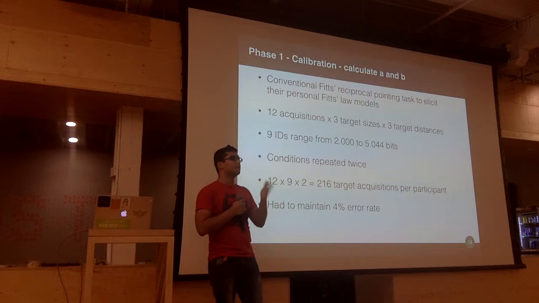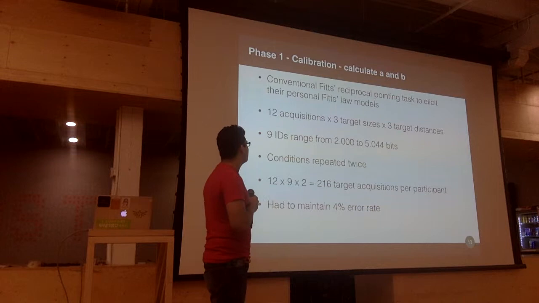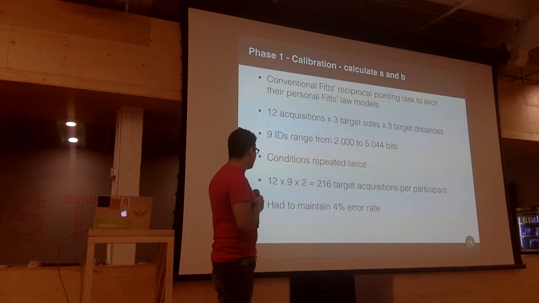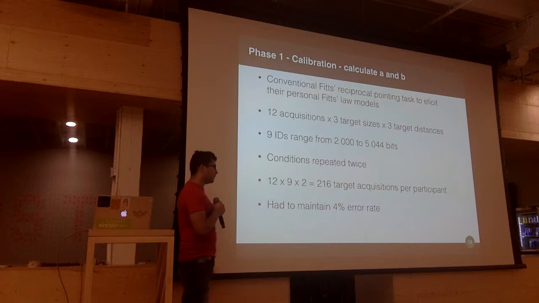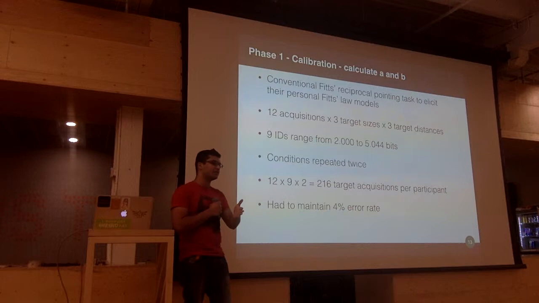The first one was a calibration phase, where it was a really simple conventional Fitts reciprocal pointing task. So this was the 12 acquisitions. Conditions were repeated twice, as I said before. And the thing that they forced was they had to maintain a 4% error rate. So if a user didn't actually get a 4% error rate, they were asked to perform the task again, so that the error rate was about 4%-ish. The error rate was shown after each iteration of the task, and only the ones with the 4% error rate were taken into account.